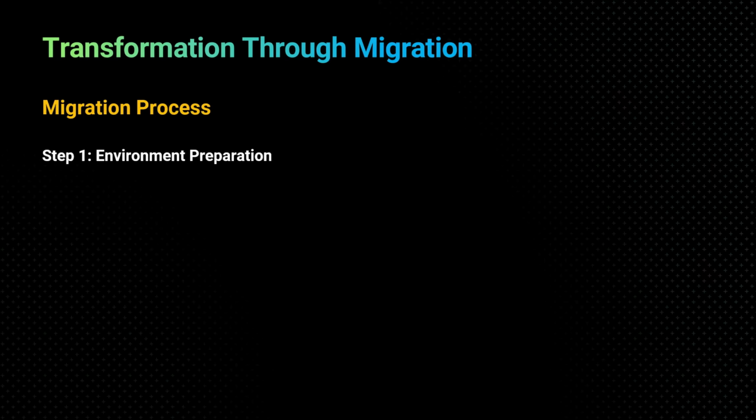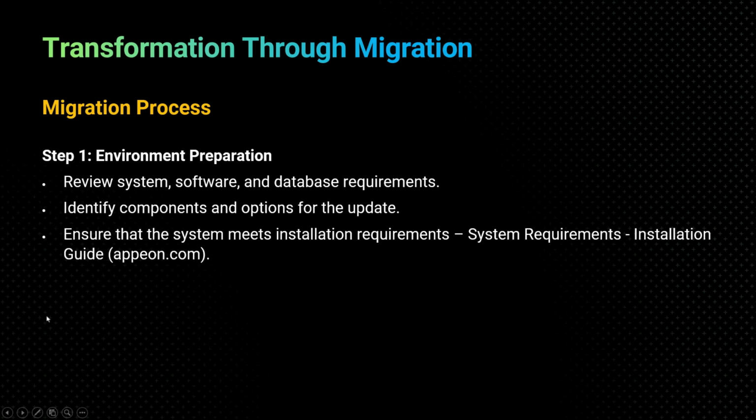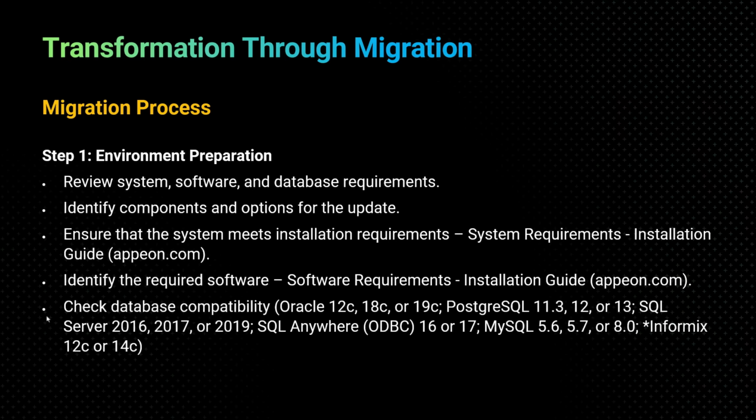We have several steps that we should take. The first one, environment preparation. As we know, we have to review system, software, and database requirements. We need to identify components and options for the update. We need to be sure that the system meets installation requirements. System requirements, we can use the installation guide provided by Appeon. Furthermore, identify the required software requirements, as well as we can use the installation guide provided by Appeon.